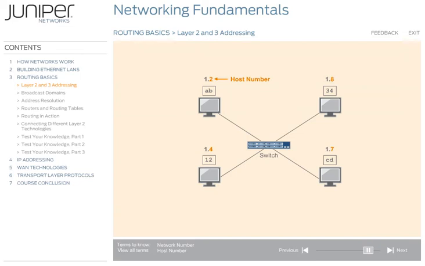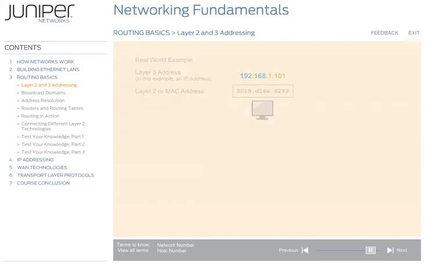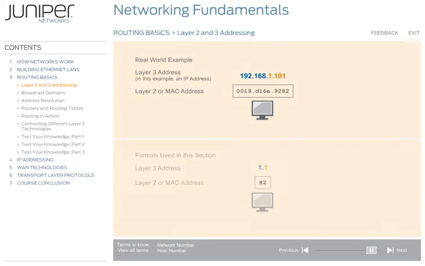Note that in this section, we'll represent Layer 3 addresses with the network number.host number format shown on screen. But as with the MAC addresses shown here, this is a simplified format. Here is one real-world example of a Layer 3 address and a Layer 2 address contrasted with the shortened formats we'll use in this section. As this section continues, we'll see how Layer 2 and Layer 3 addresses are used to route data within a network and across networks.